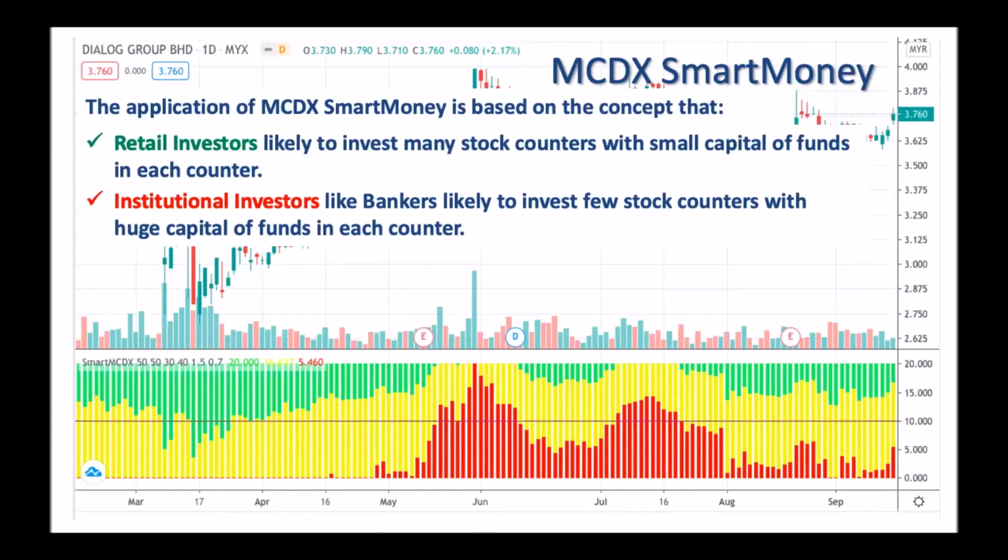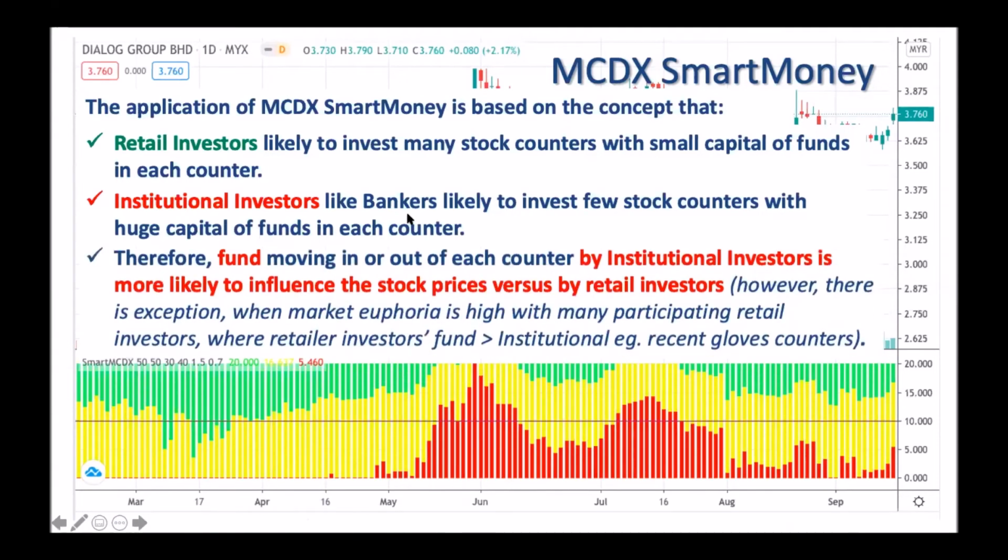I read one of his articles, so they can focus. So institutional investors tend to invest in few stocks for one holding, but in each stock they will put a huge capital of funds, because they have a lot of money, a lot of cash. Therefore, if able to track, this is the theory I follow: follow the money. When you follow money, you'll find a lot of hints and the story inside. So follow money means we try to track the fund moving in or out of each counter by institutional investors. Follow the movement of the smart money.